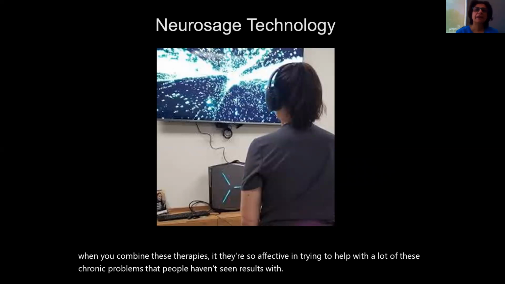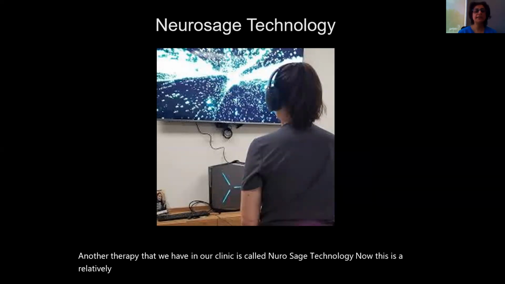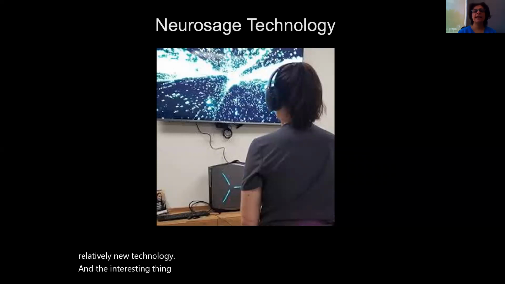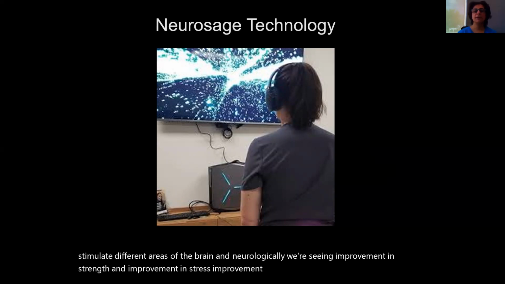Another therapy that we have in our clinic is called Neurosage technology. Now, this is a relatively new technology. And the interesting thing about Neurosage is that it uses sound frequencies to help stimulate different areas of the brain. And neurologically, we're seeing improvement in strength, improvement in stress, improvement in vestibular challenges that people may have. So there are so many different applications for how Neurosage therapy works.